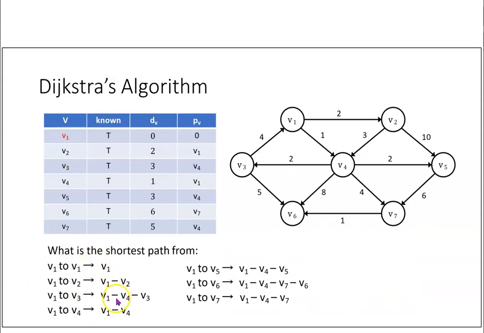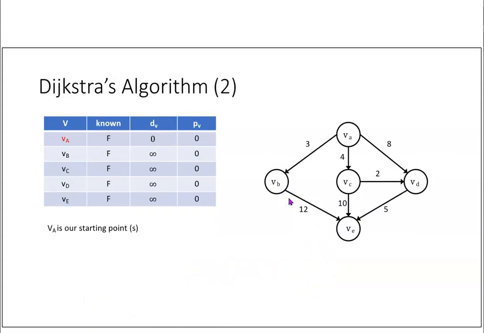So, here are the shortest paths. V1 to V1 is V1. V1 to V2 is V1 to V2 straight. V1 to V3 is V1 to V4 to V3. V1 to V4 is V1 to V4. V1 to V5 is V1, V4 to V5, and so forth.